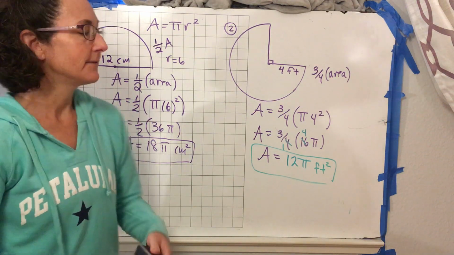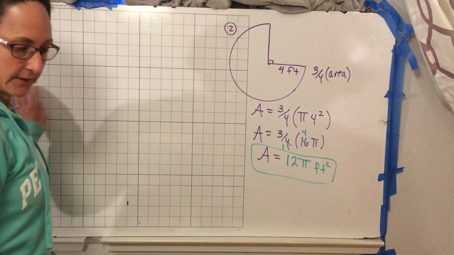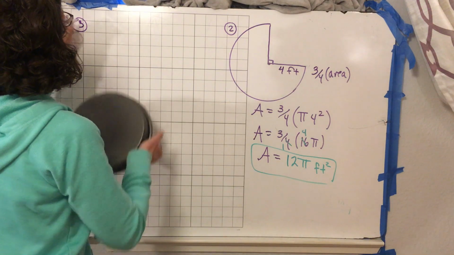So there's a slightly different way I can phrase it. Let me erase this, okay? Another thing I can do is I can take my circle, let me draw.